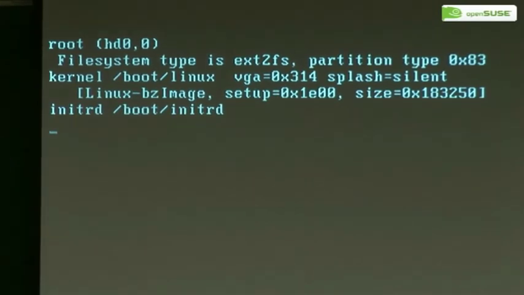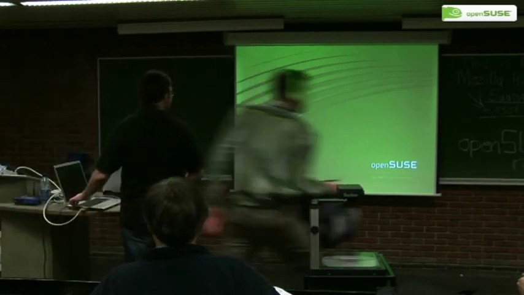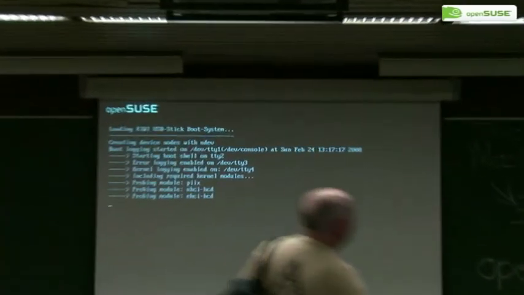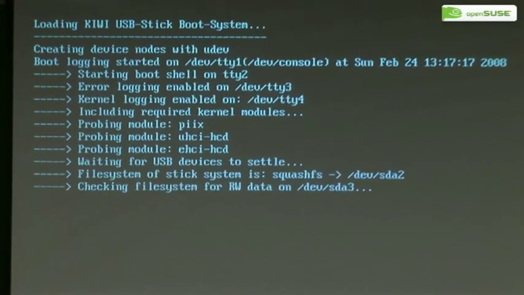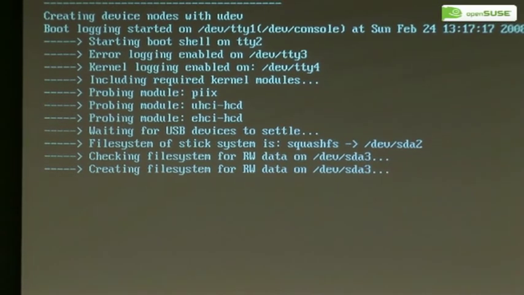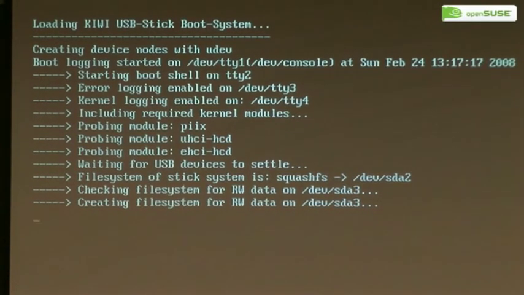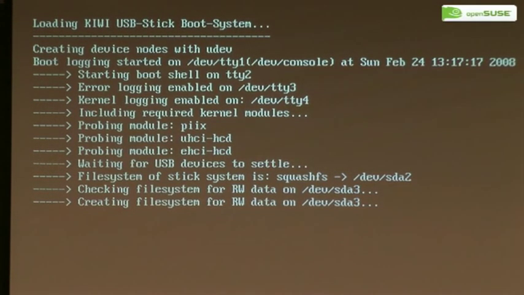Unfortunately, I can't boot this machine from USB because the BIOS doesn't support it or it is disabled in some hidden submenu of submenus. Press escape. Yes. These outputs come from the Kiwi initrd shell script. You see, checking file system, creating file system with user partitions. I think if you boot the USB stick for the first time, the file system is created on the home partition, which takes a while.